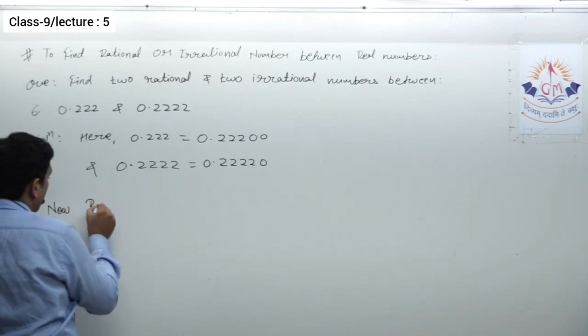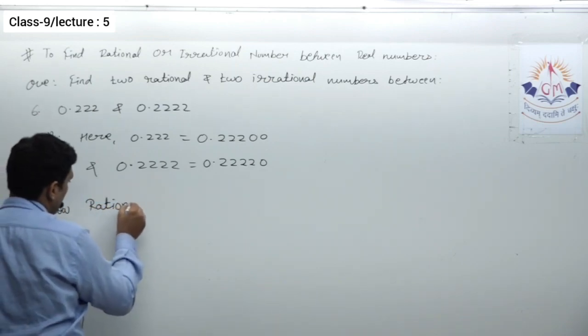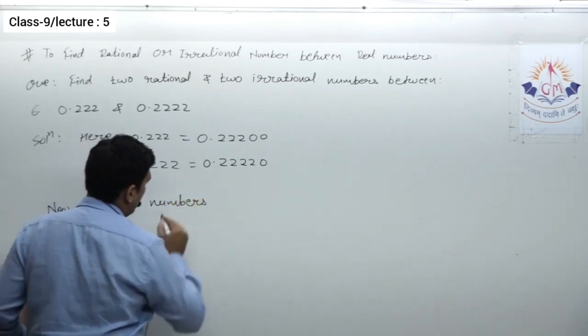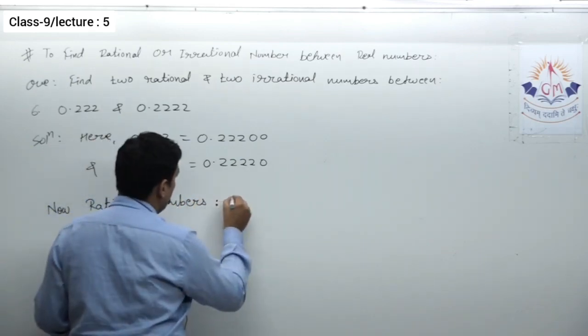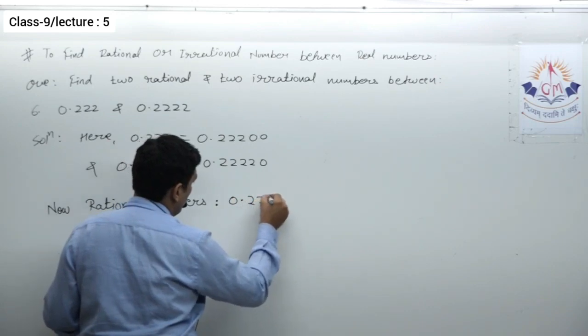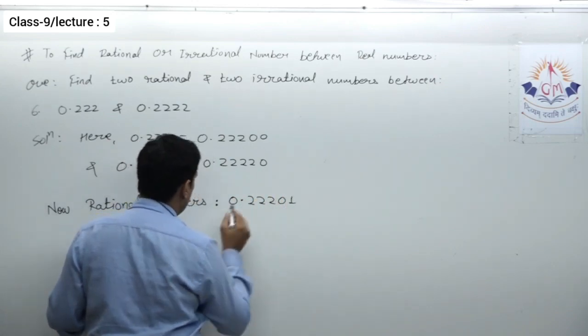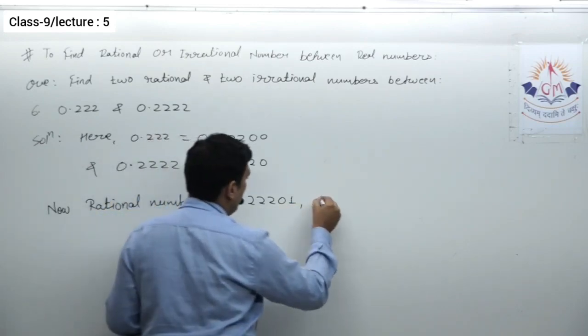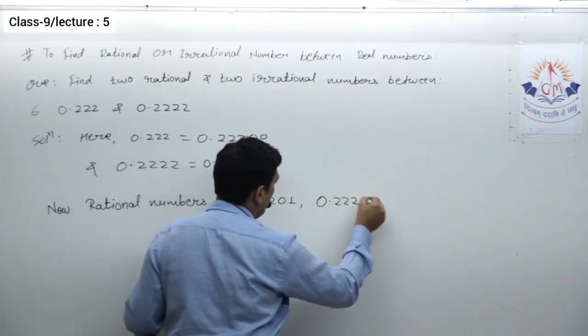Now we write rational numbers between the two given numbers. So here the first number is 0.22201, okay, and 0.22202.